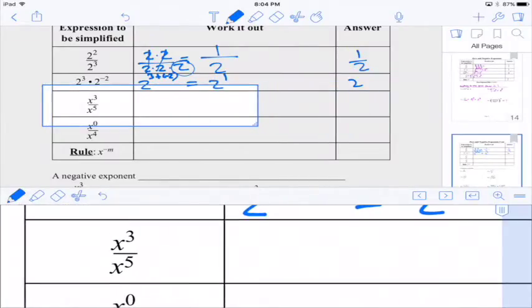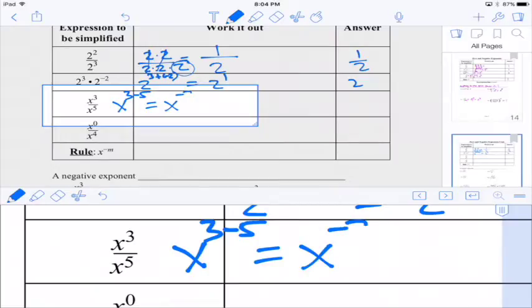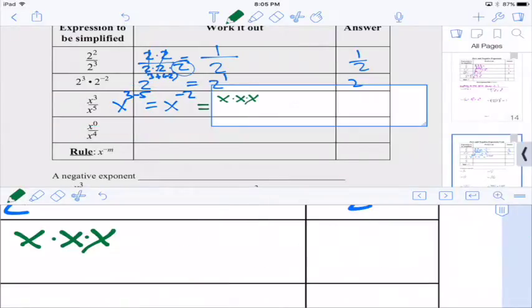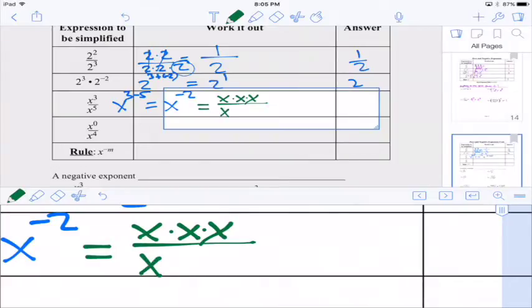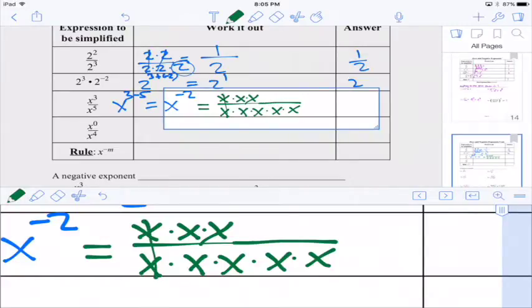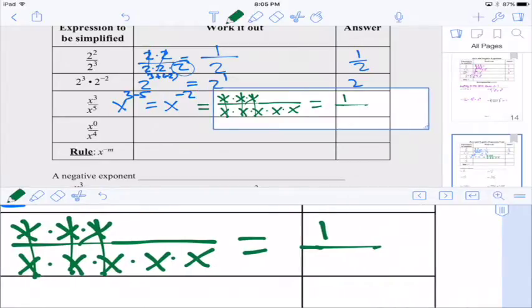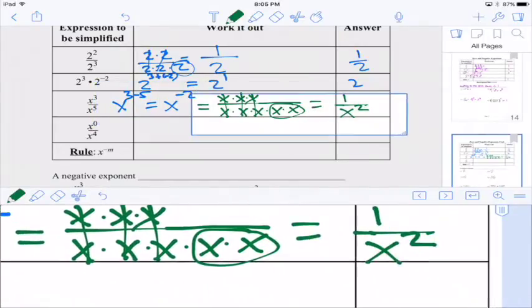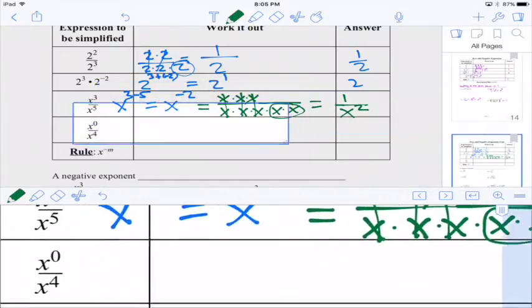On this one, I could use my quotient rule and subtract, and I would get x to the 3 minus 5, which is x to the negative 2, right? Or let me expand it out. If I expand it, I have x times x times x, right? There's my x cubed over x times x times x times x times x. Well, I have cancellation, cancellation, cancellation. This is just 1 over x squared. So I can see that that x to the negative 2 is going to end up down there in the denominator.